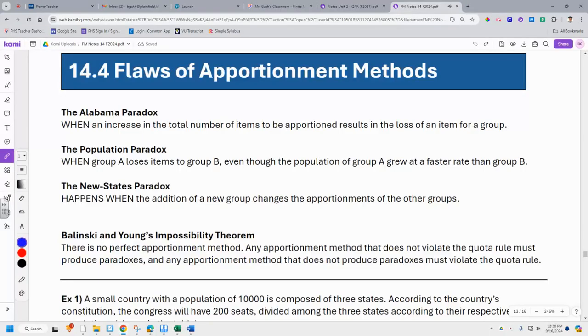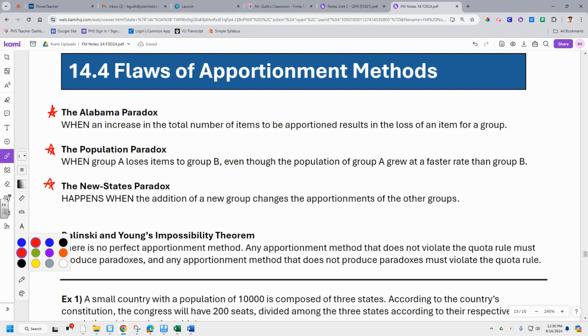14.4 is the flaws of apportionment methods. So remember, we have our four methods: Hamilton, Jefferson, Adams, and Webster, but this is going to talk about the flaws. We've got a couple of paradoxical statements here: Alabama paradox, population paradox, and new states paradox. And you're going to have to pay real close attention because it's very specific of when it might happen.